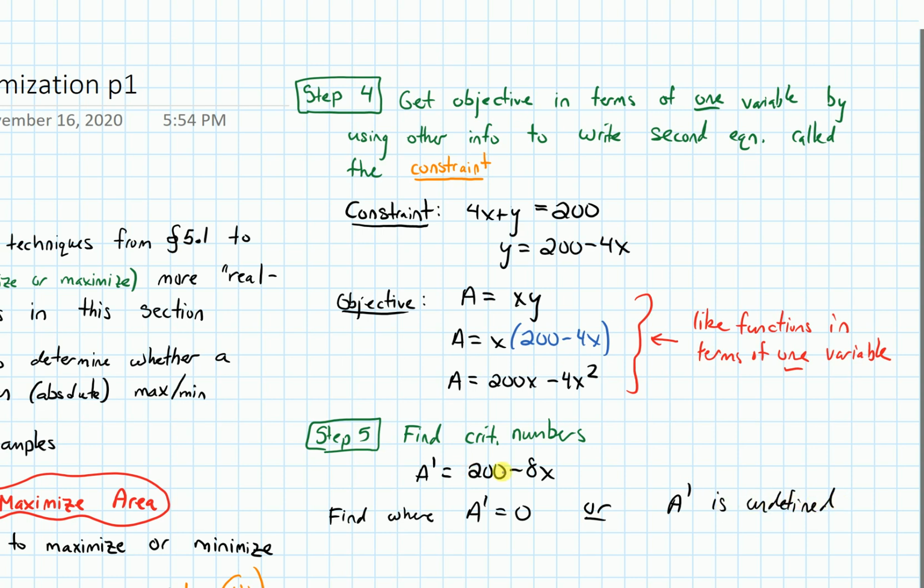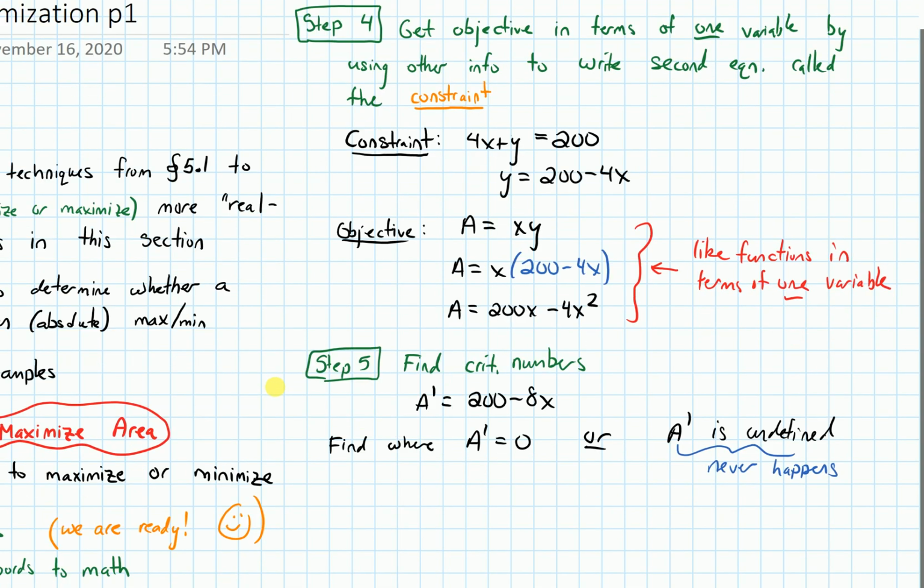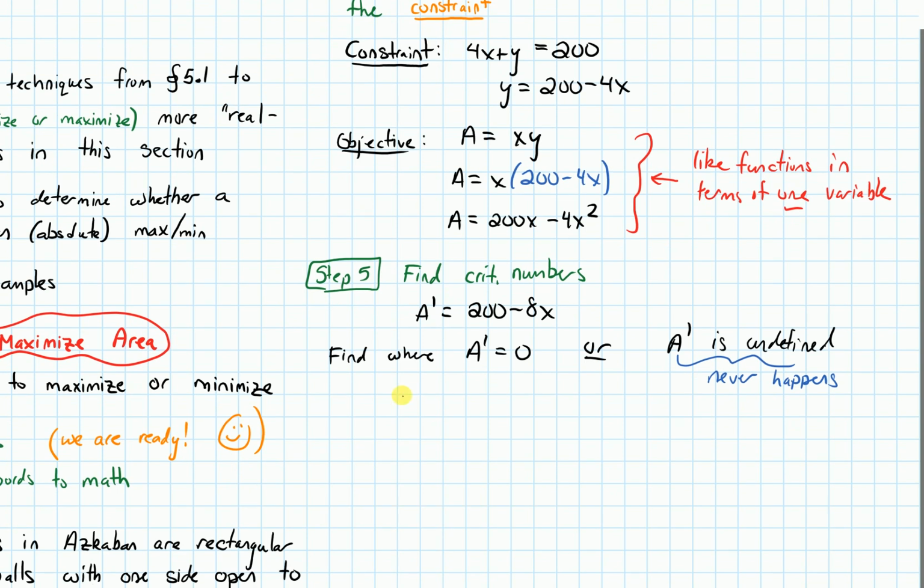So this derivative, 200 minus 8x, that's definitely never undefined. There might be other examples where it does. In this problem, it never happens. It's never undefined. So let's just worry about when the derivative equals 0. Let's set 200 minus 8x equal to 0. So we get 200 equals 8x, and then dividing by 8, we get that x equals 200 over 8, which is 25. So we just have one critical number here, and it's x equals 25.